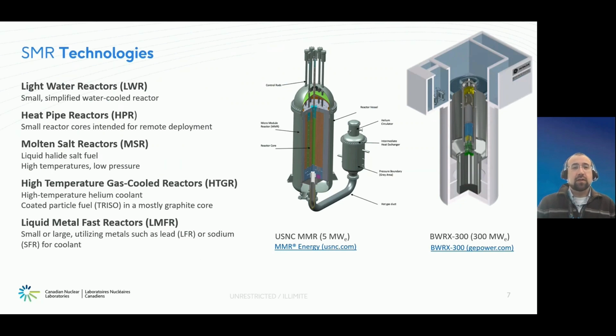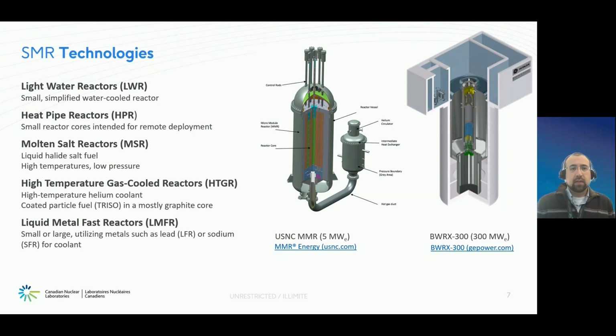There are several technologies that are active in Canada today, and I've mentioned a few of them. Here's just one slide to summarize the range of different technologies that are being considered by reactor developers. These range from light water reactors that are smaller and simplified versus contemporary large light water reactors. There are heat pipe reactors that incorporate small reactor cores intended for remote operation. There are a range of different molten salt concepts with liquid halide salt fuel. This could be fuel that's dissolved in a chloride salt or a fluoride salt.